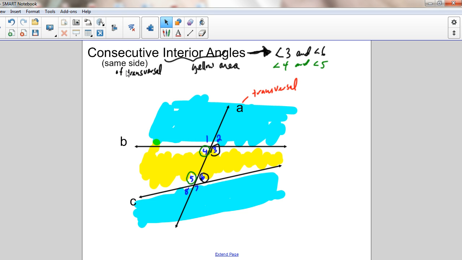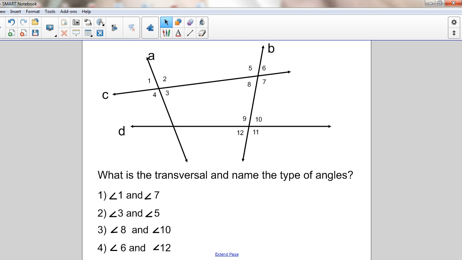Consecutive interior angles, or same side interior angles. So it's on the same side of the transversal, and it's on the interior of lines B and C. So examples would be 4 and 5, one circled in green there, 4 and 5. It's also 3 and 6. Okay, so you could pause this and take a look at it if you'd like. See if you can answer these questions.